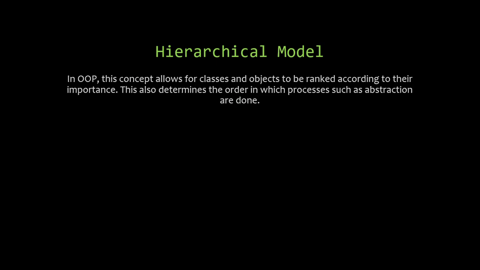Next, we have the hierarchical model. This is the concept that allows for classes and objects to be ranked according to their importance. This also defines the order in which processes such as abstraction are done. This kind of feeds into something we're going to be talking about a little bit later, the least privileged model, but we'll get into that in just a bit.